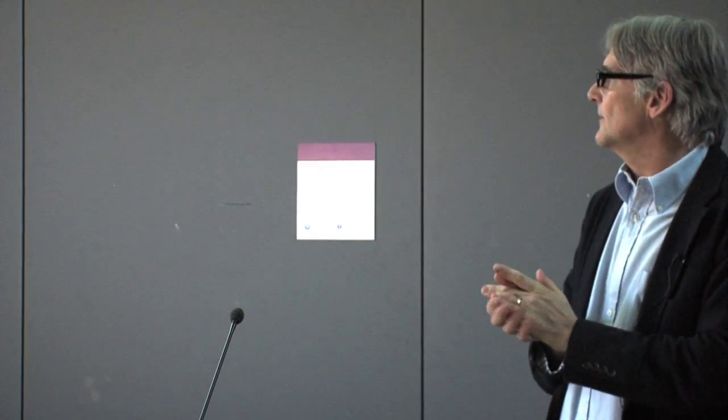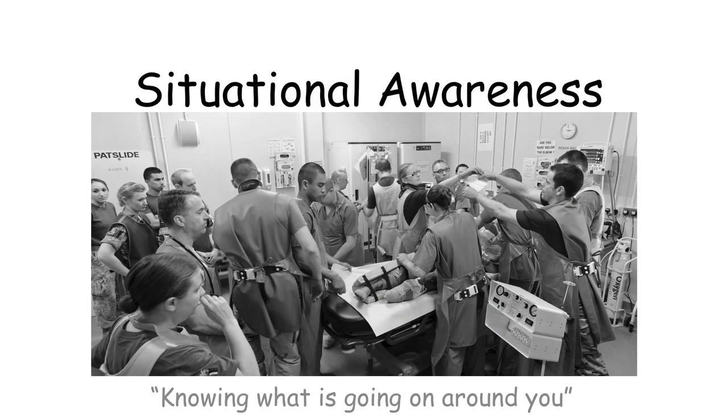Finally, there's a thing called situational awareness. And situational awareness is something about understanding what is going on around you. This is a major emergency in an accident and emergency department in a hospital. There must be about 15 to 20 people there. It's very easy for people to get focused in on one particular task. That lady's fixing that guy or woman's leg, and to not actually see what everybody else is doing around you.